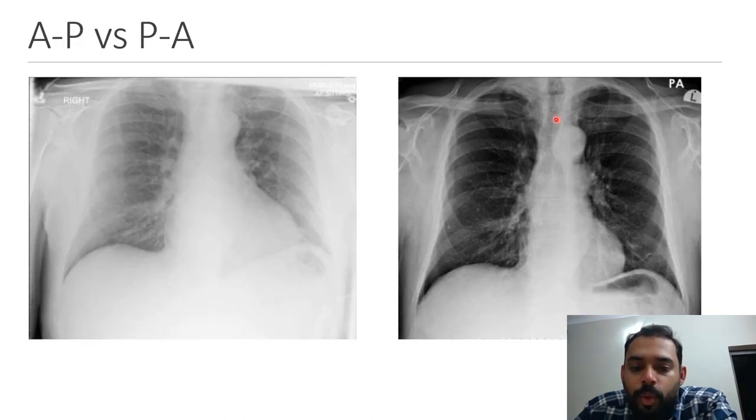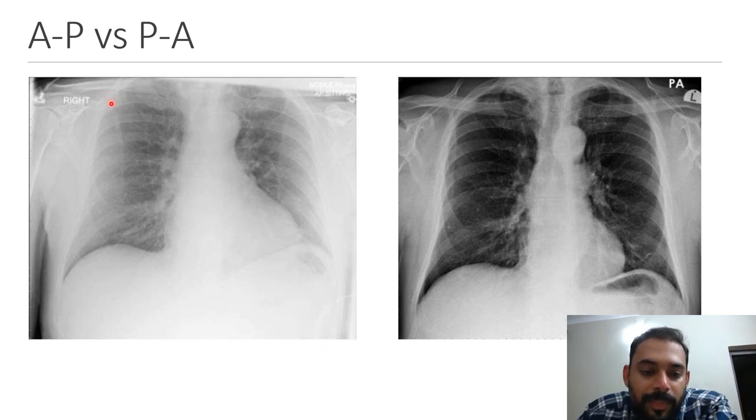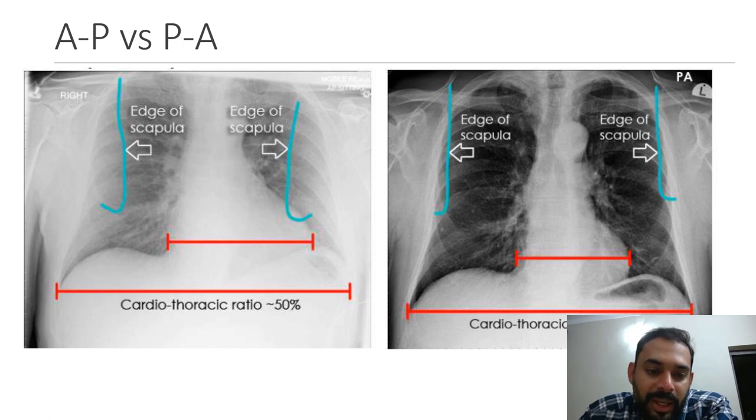Now look at these two images, and these two x-rays are of the same person. One is an AP view and one is a PA view. So if you look at the first picture, you can see the medial edges of the scapula. So this is an AP view. While in this one, the scapula is not being seen, it is out of the lung field. So this is a PA view. So that is how you differentiate between an AP and a PA view. See, the edge of the scapula is outside.